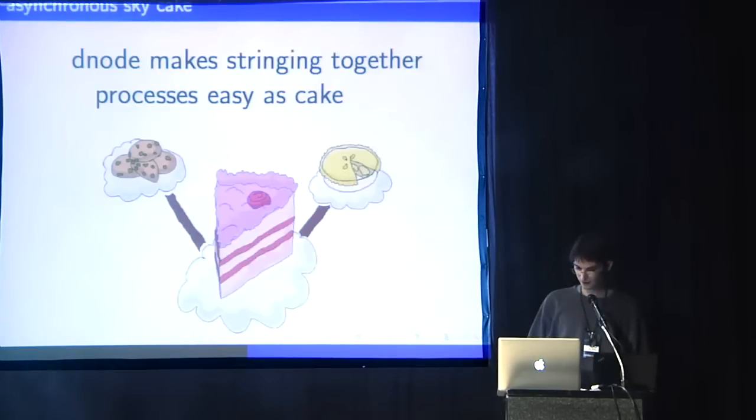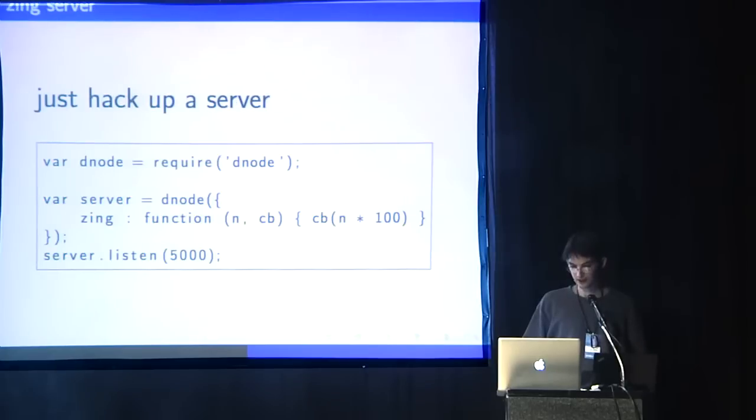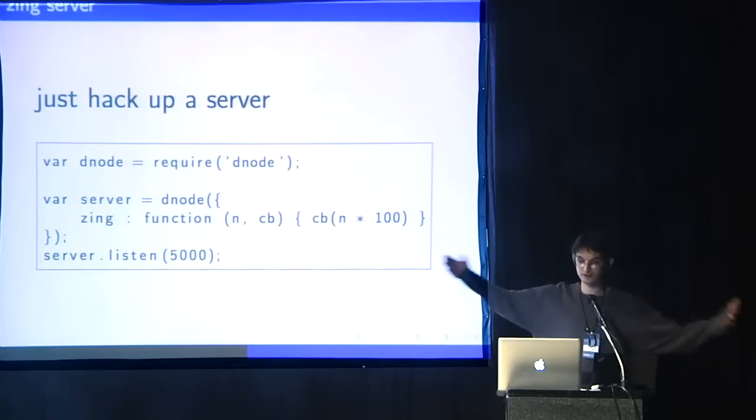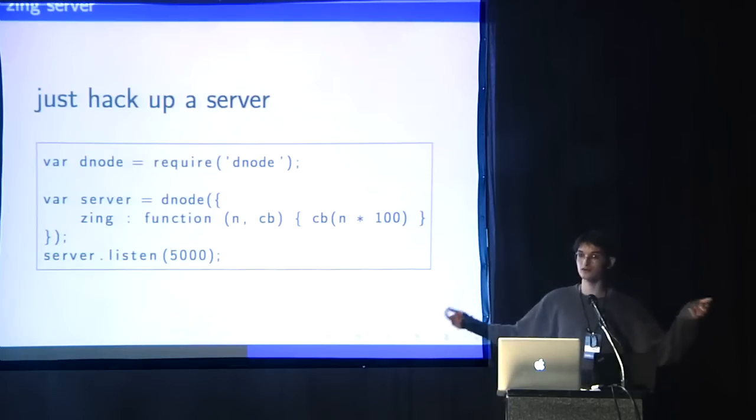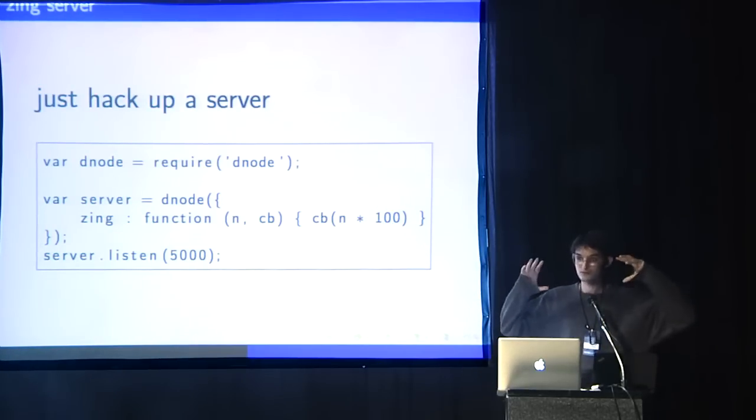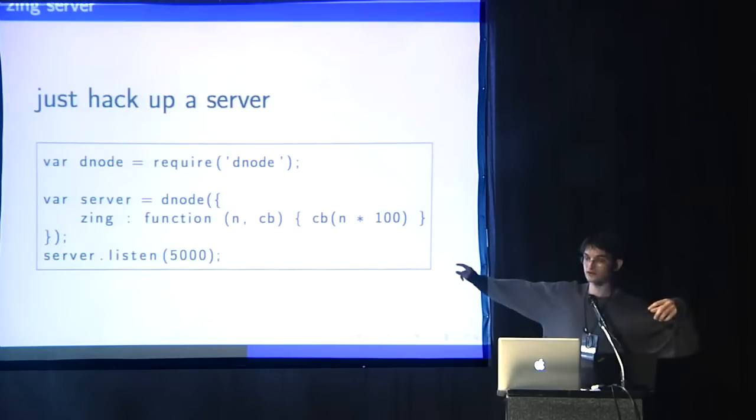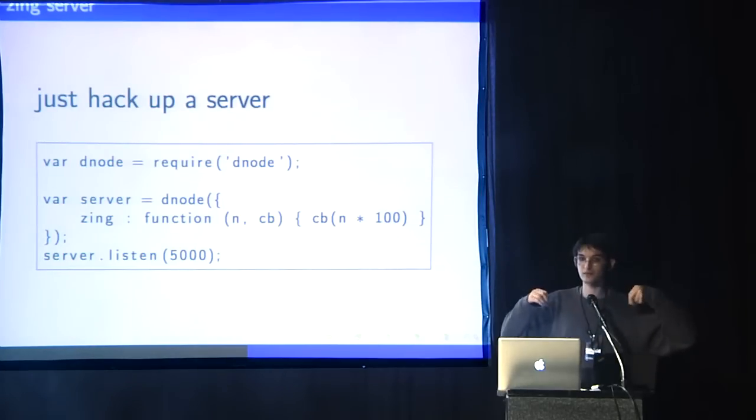As I said, easy as cake with dnode. You can just string together your processes like nothing. You just hack up a server here, require dnode, and then just call it. It's a function. You can define methods on it. You can define constructors. The cool thing is you can define functions in your dnode server, and then those functions can be called by clients that connect.